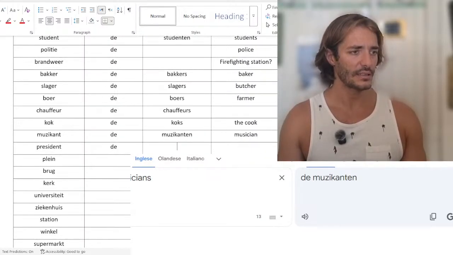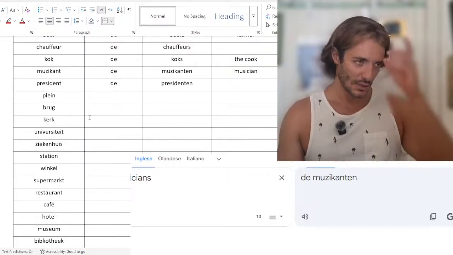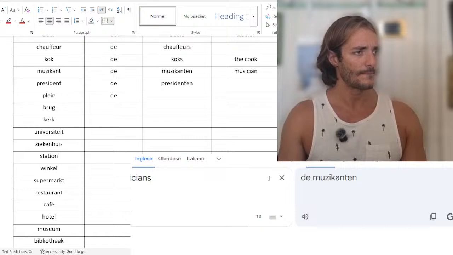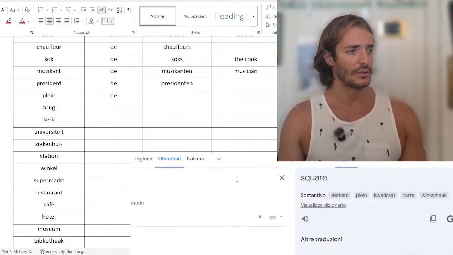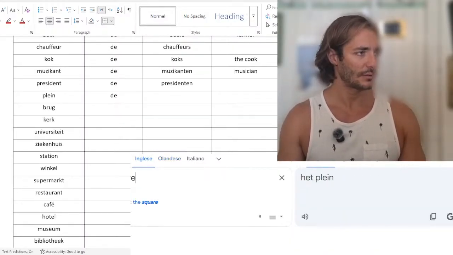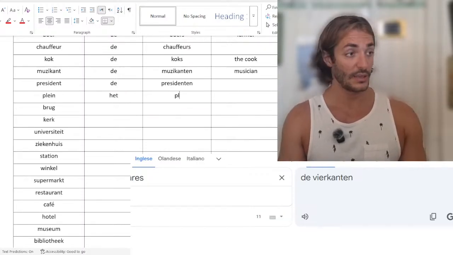Der Präsident, die Präsidenten. These are quite easy, no? President. Plan. What is this? Plan. The square. Okay. The square. Het plein. And the squares. What? Het plein. Probably it is pleinen. And this is square.